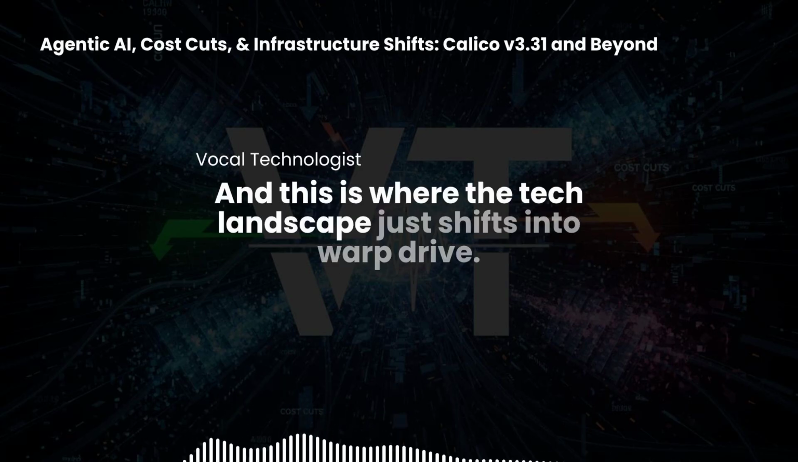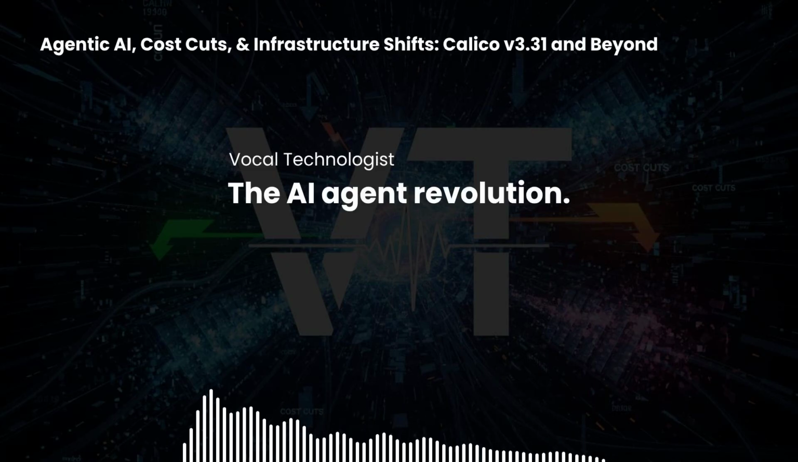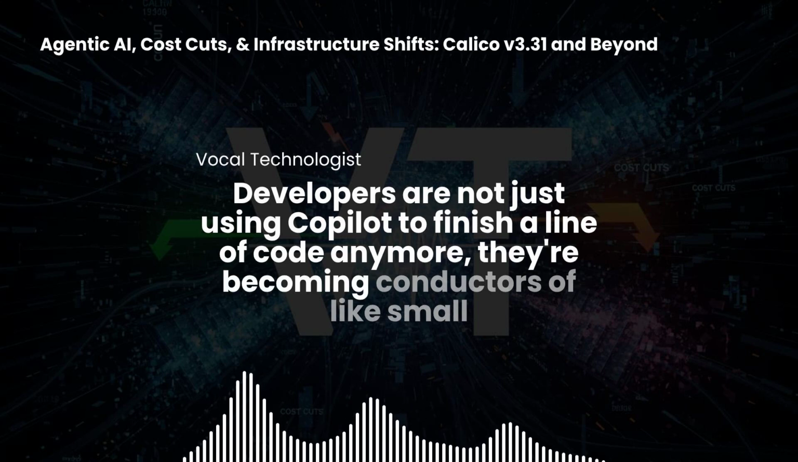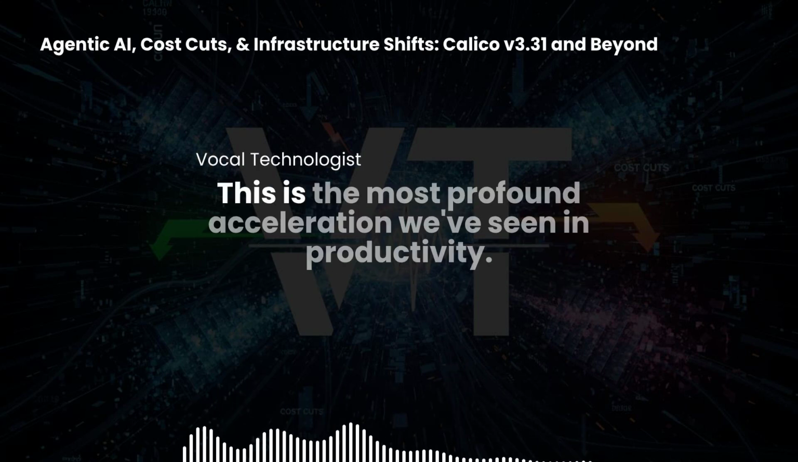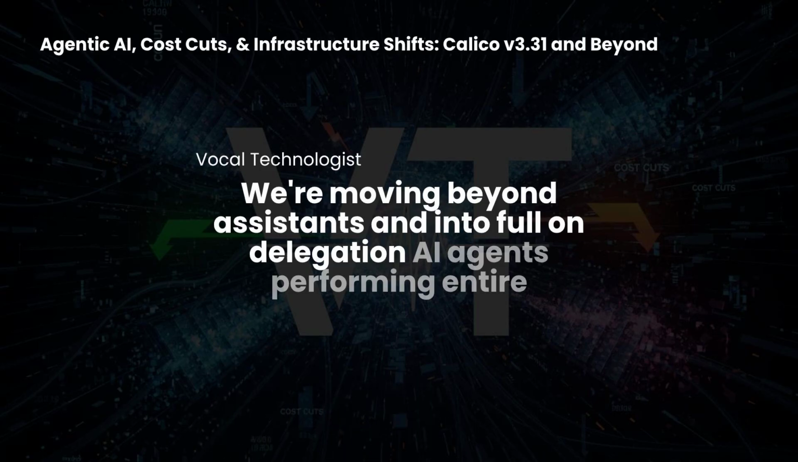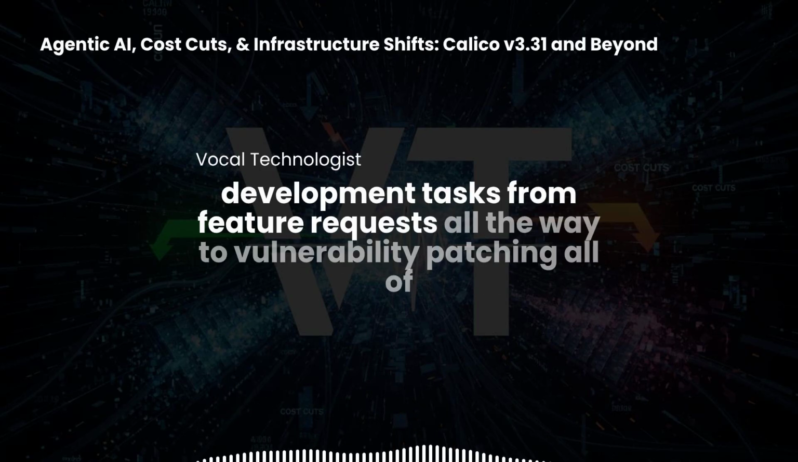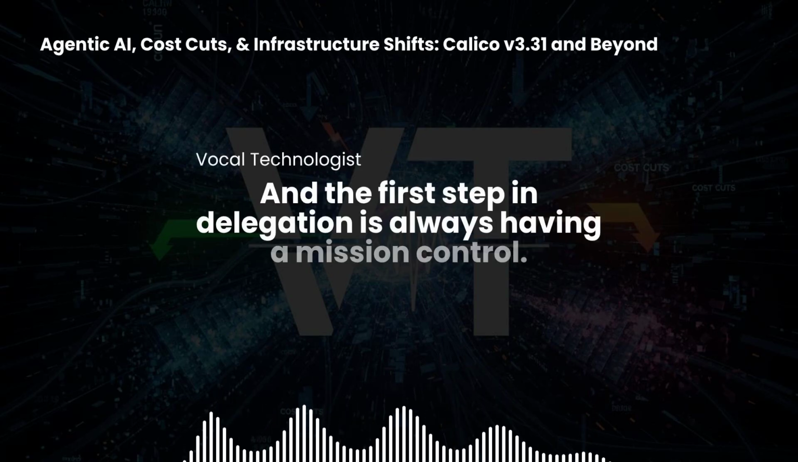And this is where the tech landscape just shifts into warp drive. The AI agent revolution. Developers are not just using Copilot to finish a line of code anymore. They're becoming conductors of, like, small autonomous AI teams. This is the most profound acceleration we've seen in productivity. We're moving beyond assistance and into full-on delegation. AI agents performing entire development tasks. From feature requests all the way to vulnerability patching. All of it. And the first step in delegation is always having a mission control.